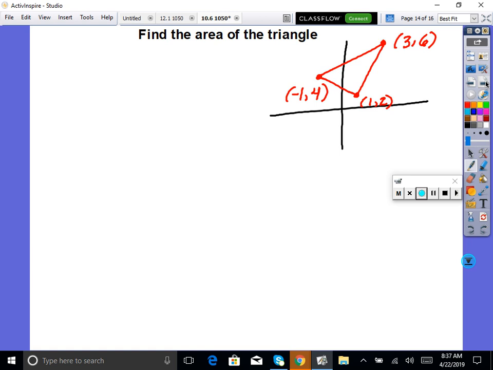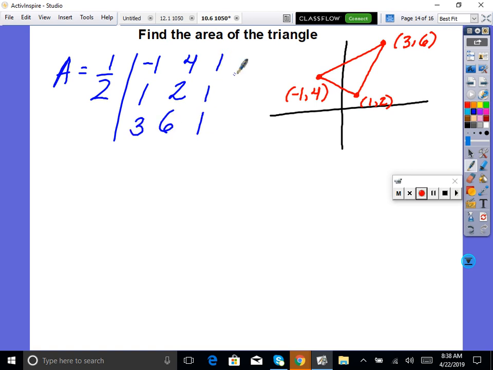Find the area of the triangle. So what you would do is know the formula. You'd say area is equal to 1/2. Then we're going to find the determinant. What's the first point? -1, 4, right? Second point is 1, 2, right? And then 3, 6. And for these, you always put in 1. And now we've got to find the determinant.